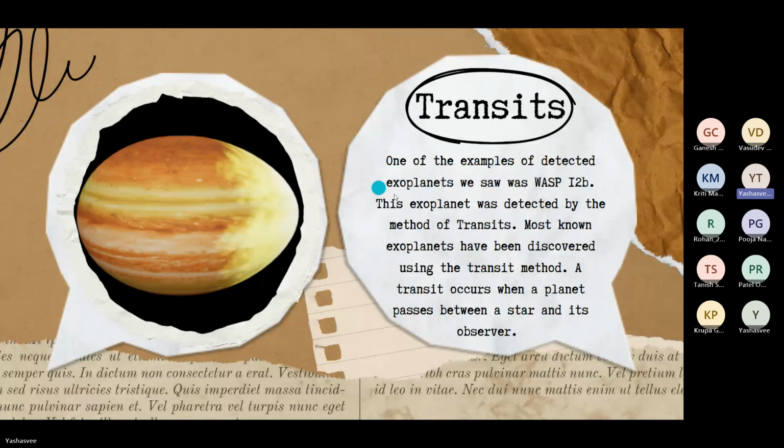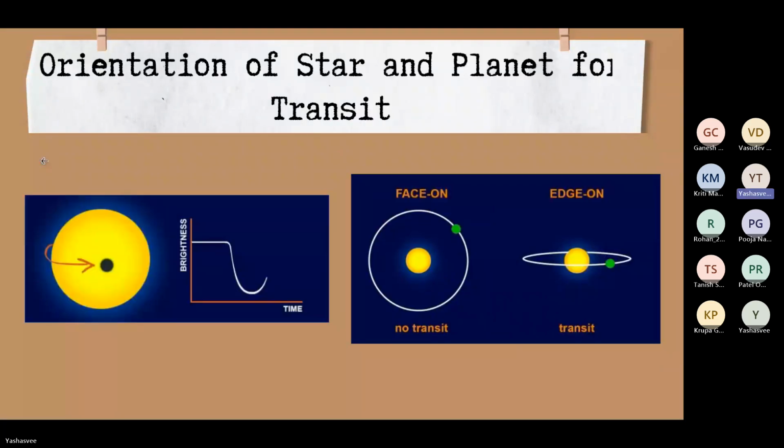So how does this look? In this image on the right, you can see how a transit may seem. There needs to be a specific orientation of the planetary system in order for us to observe the transit. So it should be like there is a star and an observer, and the planet is coming in between us. So the orbit needs to be edge on rather than face on, and that is when we will observe the transit.